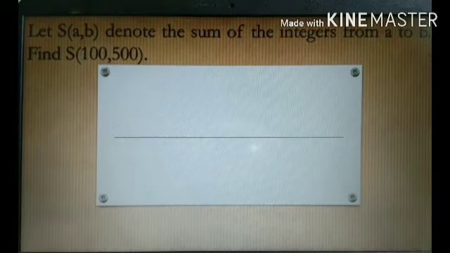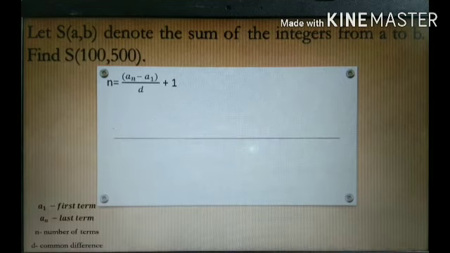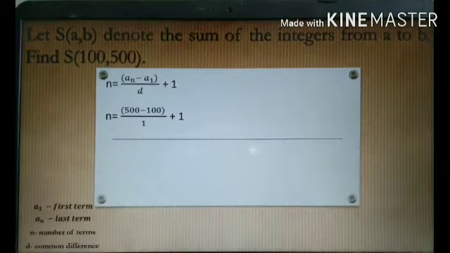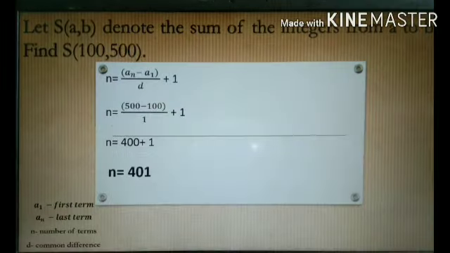First, get the number of terms by using the formula n is equal to the quantity of a sub n minus a sub 1 over d plus 1, where a sub 1 is the first term, a sub n is the last term, n is the number of terms, and d is the common difference. By substitution, the last term is 500 and the first term is 100 and the common difference is 1. So this will be 500 minus 100 over 1 plus 1. That will be n is equal to 400 plus 1. So the number of terms is 401.